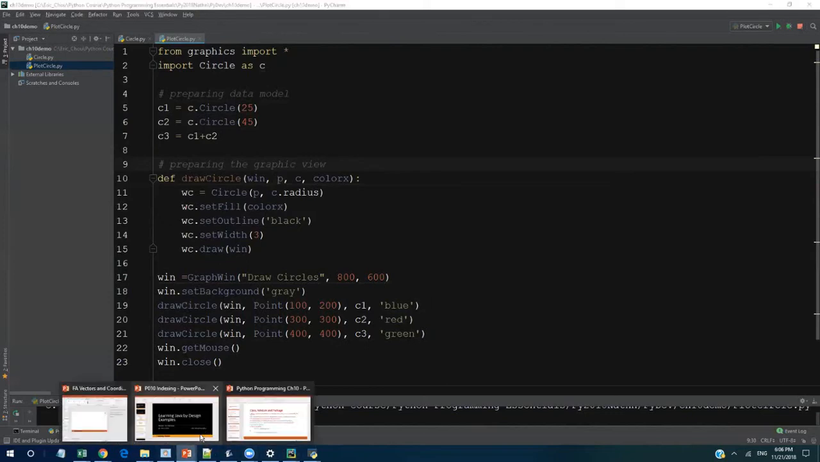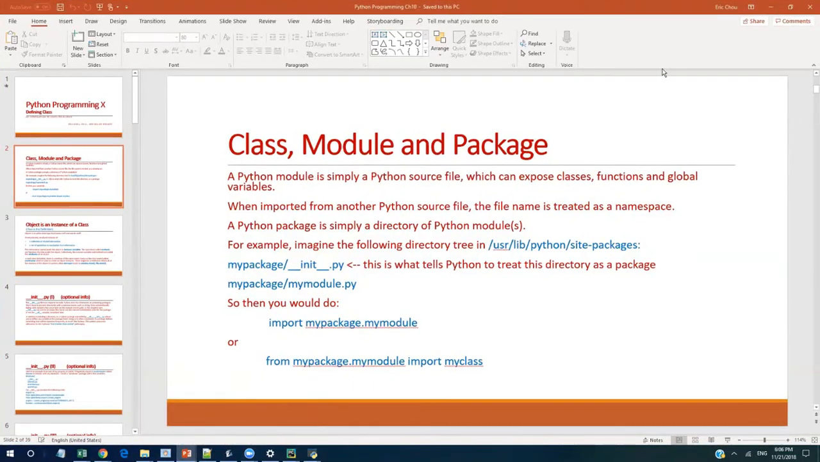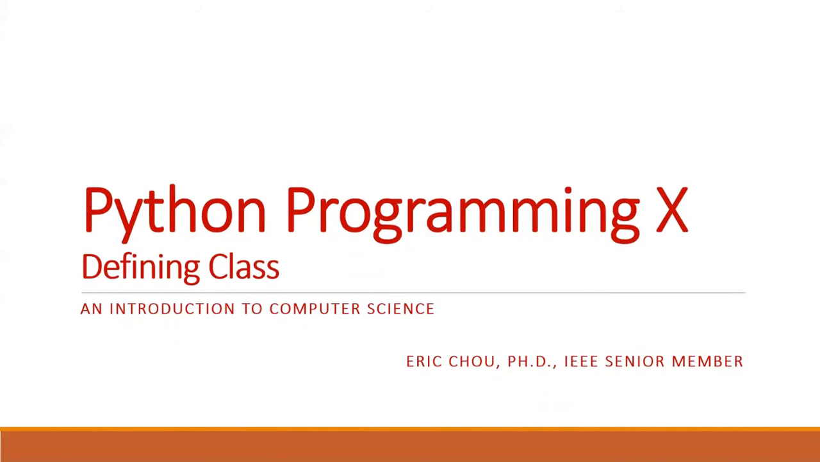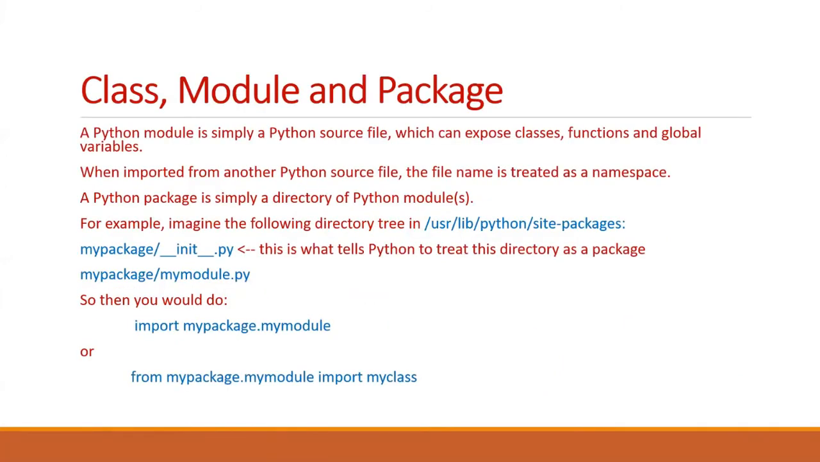Okay, let's go back to our slides. So today we define the class. We go through the class and we define a module. So a class is smaller than a module. A module can hold multiple classes. So here I only hold a circle.